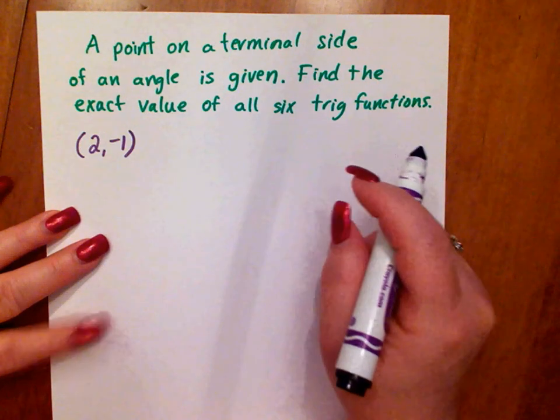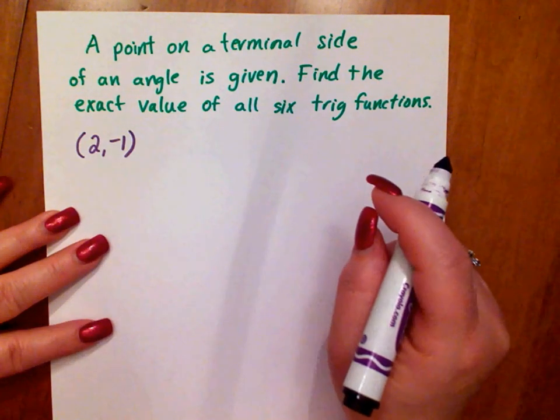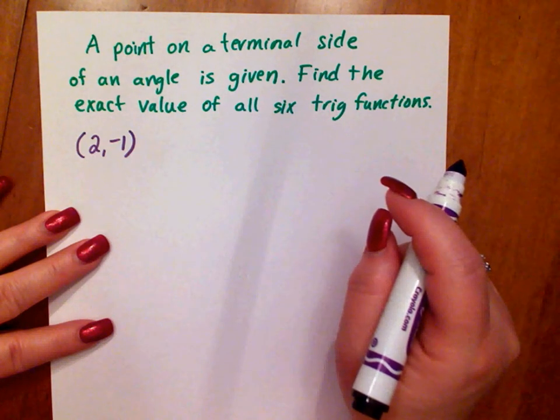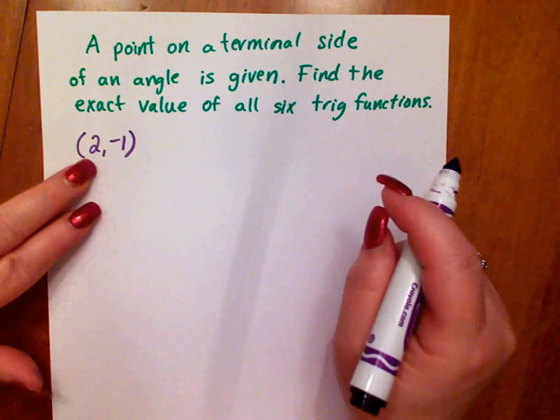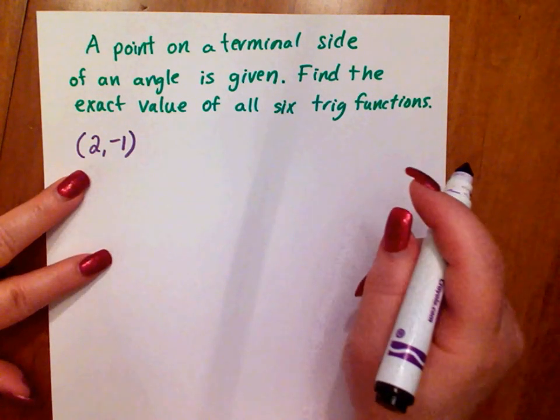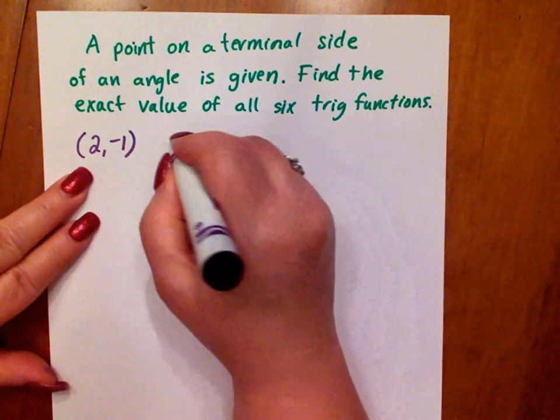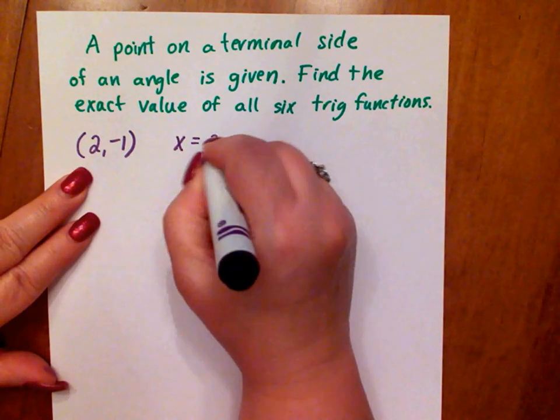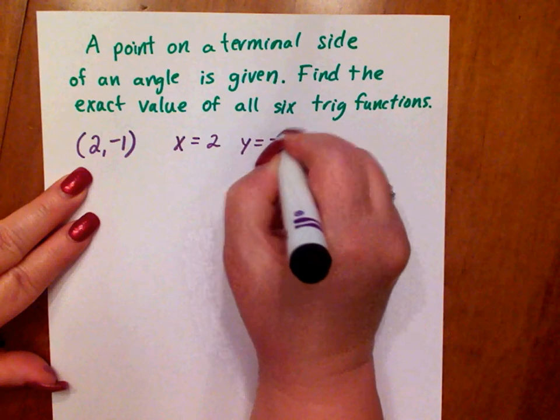Alright, this is how our problem reads. It says a point on a terminal side of an angle is given. Find the exact value of all 6 trig functions. So this is the point 2, -1. I like to refer to these as XYR problems because this is an ordered pair. I already know that x is equal to 2 and I know y is equal to -1.